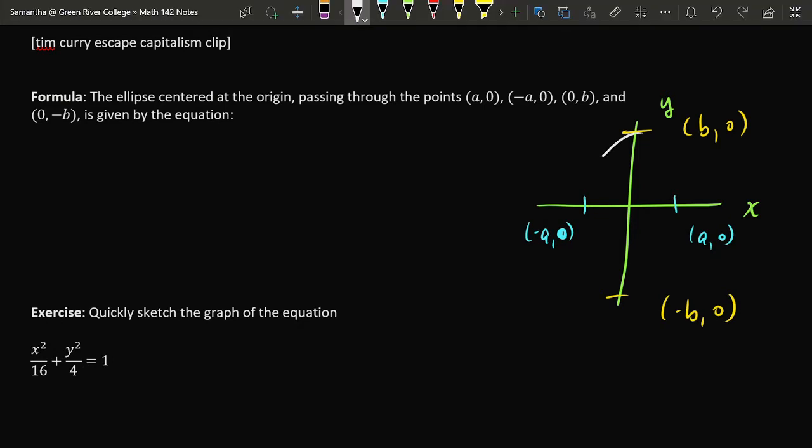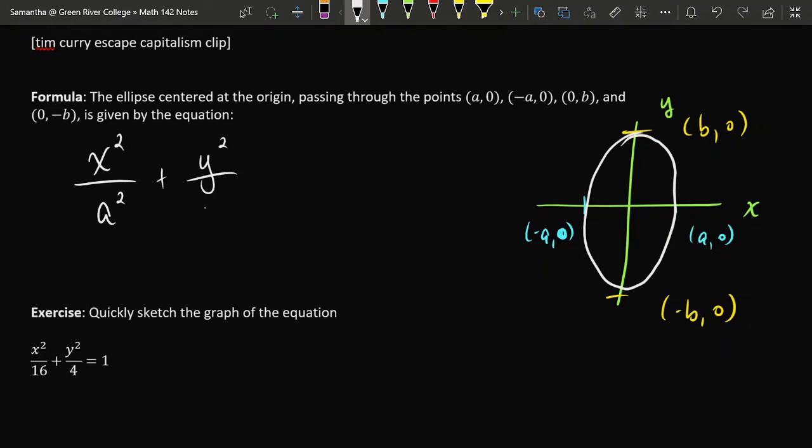So the ellipse that's being described by the following equation might look something like this. This would be the image of the ellipse in the case that b is larger than a and the stretching is larger in the y direction than it is in the x direction. But it could just as well be that a is larger than b and this ellipse is stretched out more horizontally. The formula for the ellipse passing through these 4 points is given by x squared divided by a squared plus y squared divided by b squared is equal to 1.